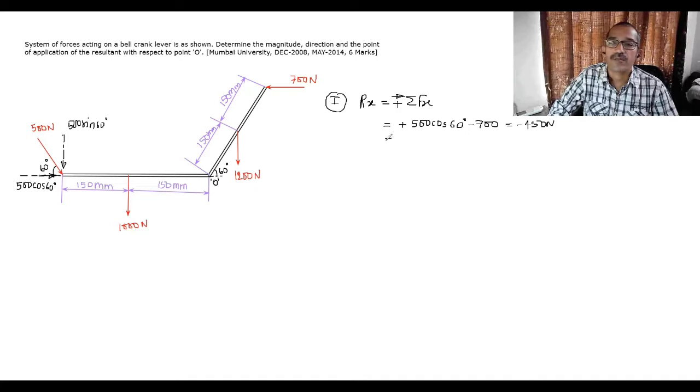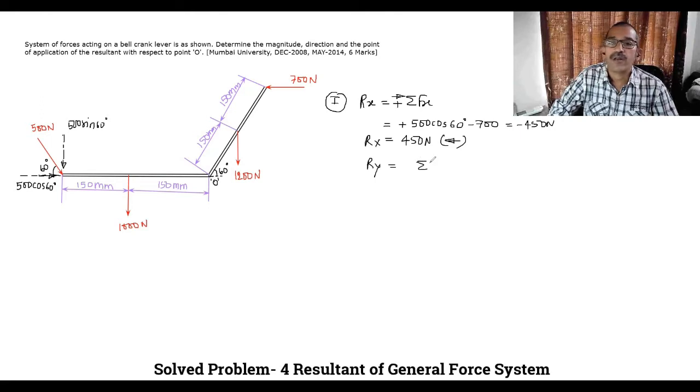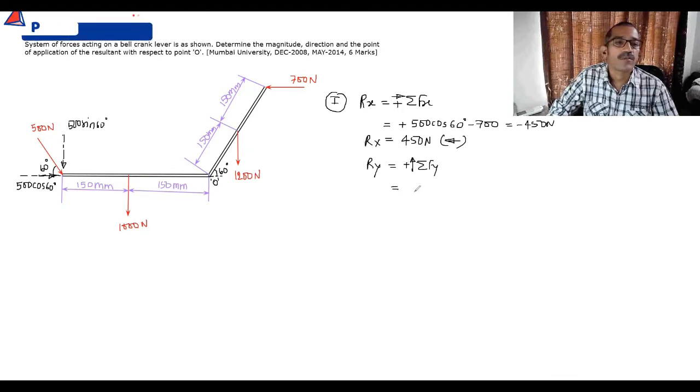That means this Rx is 450 Newton. What is the direction? Leftward. Rx is in the leftward direction. Next step, we'll find the component of the resultant along the y-axis, that is Ry. Applying the equation along the y-axis, summation of Fy, assuming upward force is positive. Now in the vertical direction, what will you get? The component of 500, that is 500 sine 60.